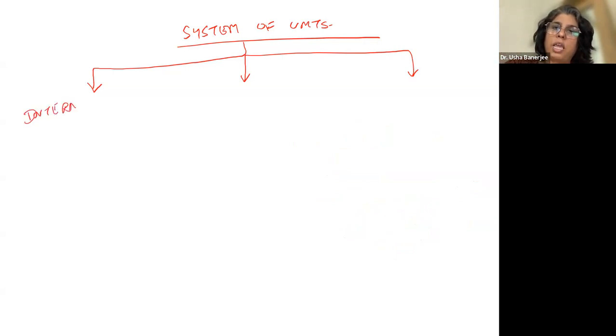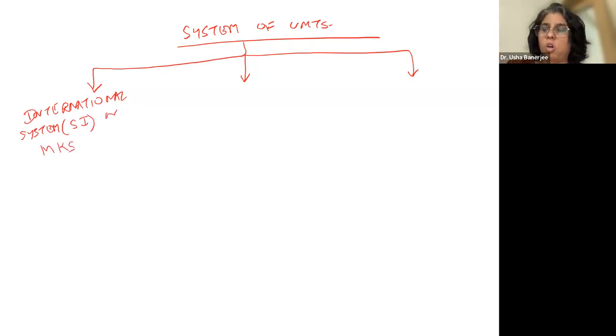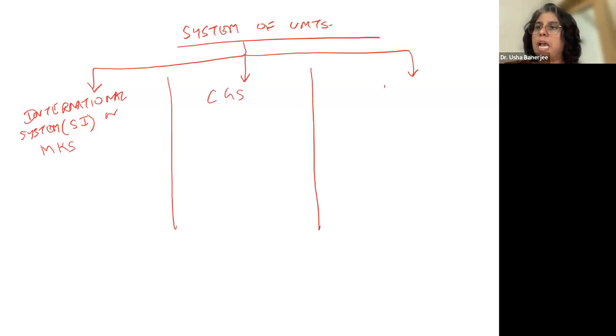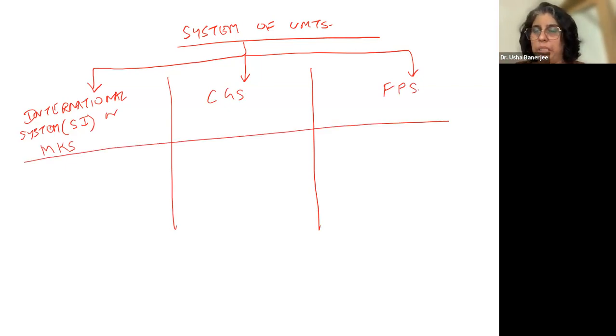This is actually a French word which translates into English as international system, also called the SI system. This is also called the MKS system. The second system is known as the CGS system, and the third system is known as the FPS system. What is all this? Now, very, very simple.